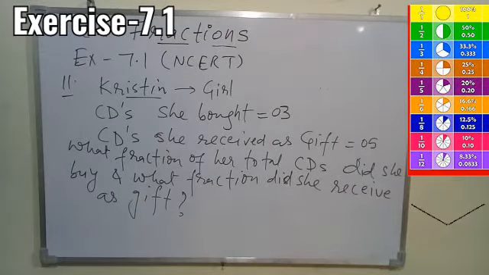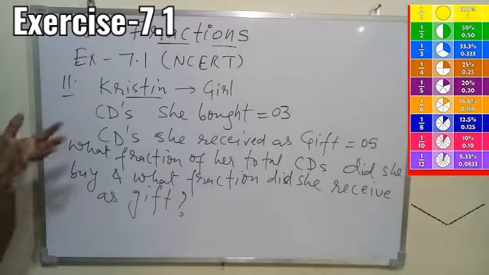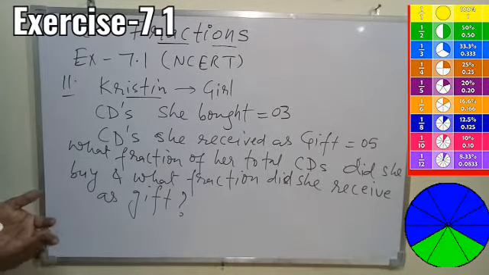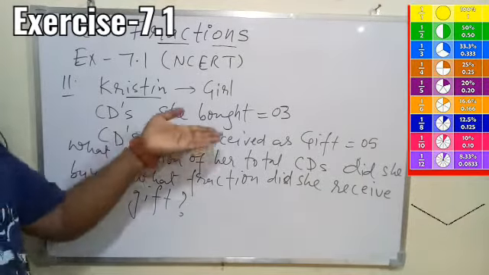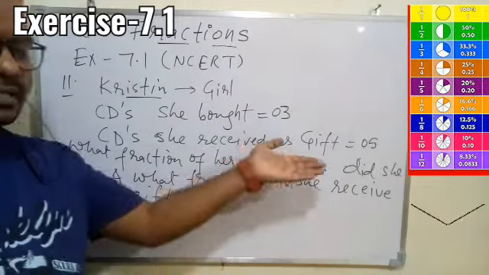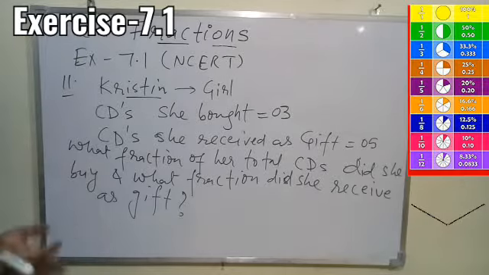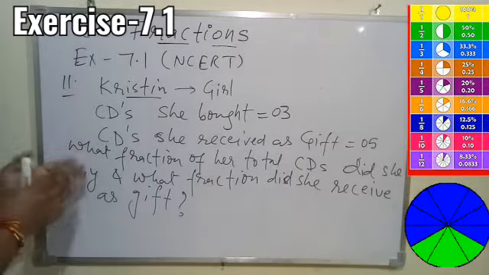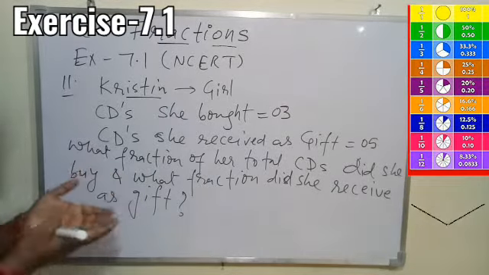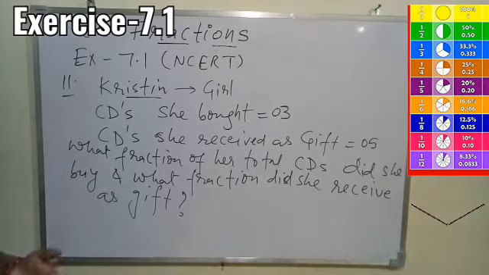So this is the question given to us. I'm repeating again. Kristen had the CD player, and she purchased 3 CDs from the market, and 5 she got as a gift from someone. Now based on this statement, the question is what fraction of her total CDs did she buy, and what fraction did she receive as a gift.